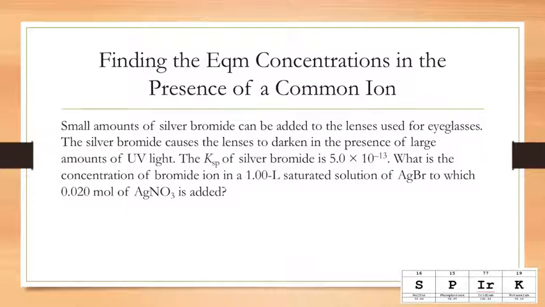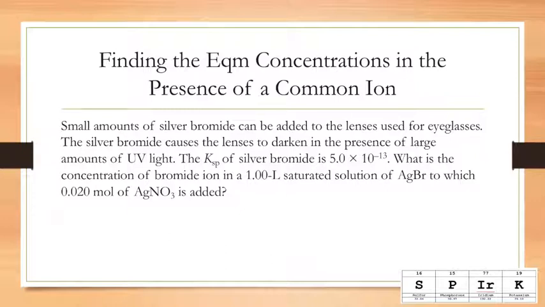Small amounts of silver bromide can be added to the lenses used for eyeglasses. The silver bromide causes the lenses to darken in the presence of large amounts of UV light. You may have seen somebody with glasses like this. When they walk outside, they get darker. The Ksp of silver bromide is 5.0 times 10 to the negative 13. What is the concentration of the bromide ion in a 1 liter saturated solution of AgBr to which 0.02 moles of AgNO3 is added?